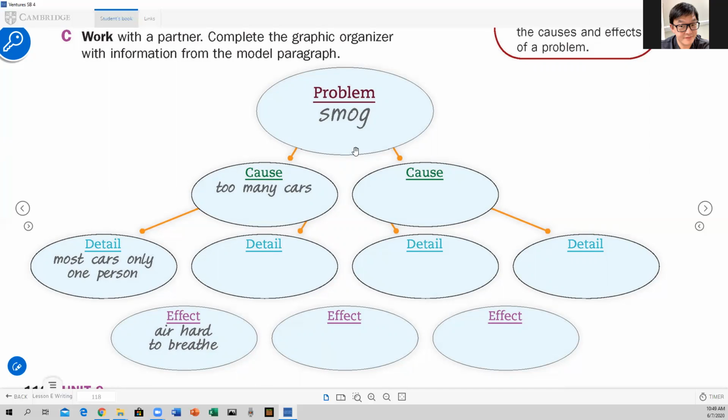So let's take a look here. What is the problem? The problem is smog. One of the causes is too many cars. Too many cars causes smog. Okay. What is the other problem that leads to this? What is the other cause that leads to this? Do you remember what the book said?